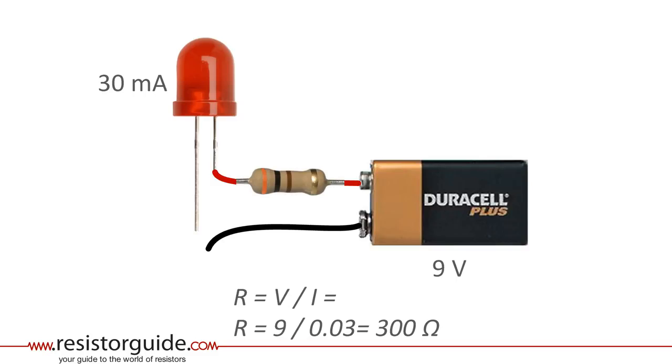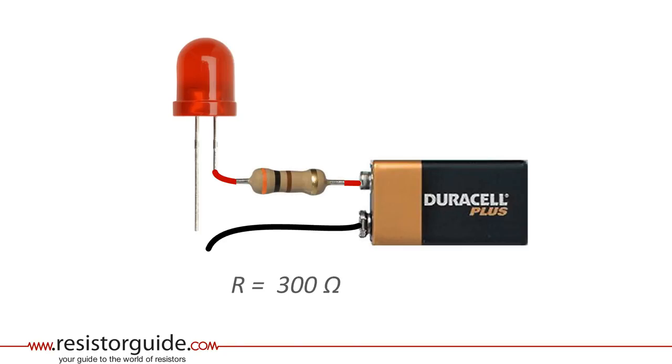Using Ohm's law again, we know that the resistance is equal to voltage divided over current, or 9 volts divided over 0.03 amps is 300 ohms. If we now connect also the negative lead and create a circuit, the LED emits a nice red light. Using the resistor for an LED circuit is just one application, but there are numerous other applications and purposes for resistors.